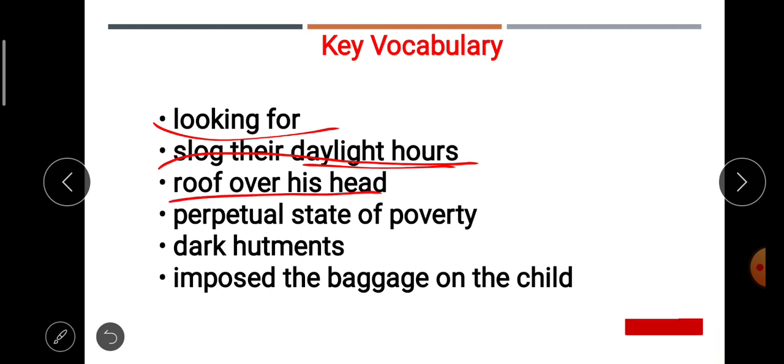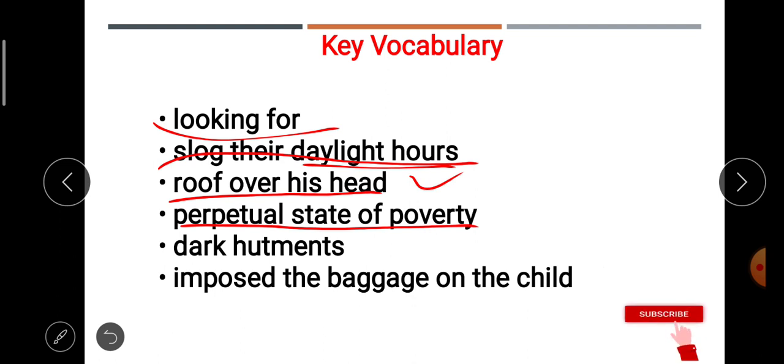Roof over his head. She is talking about Saheb-e-Alam, who is the central character of this first half of the story. So they have a roof over their head, meaning they have houses. But those houses and their conditions, we can easily imagine what type of condition there can be. They are very small structures of mud. Perpetual state of poverty: the community of rag pickers suffers from a perpetual state of poverty. Continuously they are suffering, perpetual, continuous.